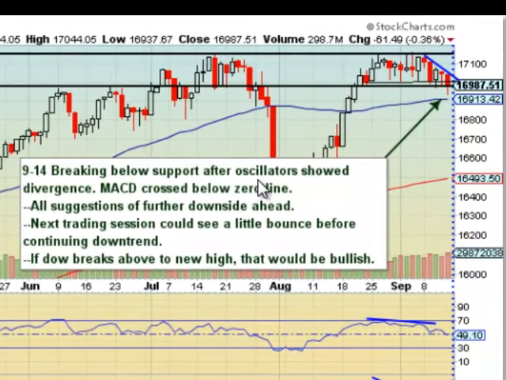For the daily chart, things look very similar. It's breaking below the support after the oscillator showed divergence. The MACD crossed below the zero line. All of these are suggestions of further downside ahead. The next trading session, though, could show a potential bounce before turning downward.